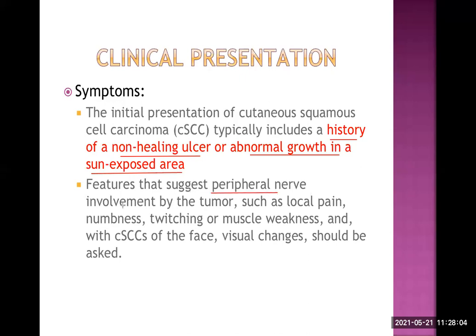Features that suggest peripheral nerve involvement by the tumor include local pain, numbness, twitching, or weakness of the muscle. With cutaneous squamous cell carcinoma of the face, visual changes should be asked, because it has a property of local invasion. It's a malignant condition, isn't it? So if it invades the nerve, these all are the important features which can happen to the patient, so we need to ask that in the history. Sometimes the nearby organs or tissues can be directly affected. For example, a cutaneous squamous cell carcinoma of the face may invade the orbit, and the visual change may happen after that.